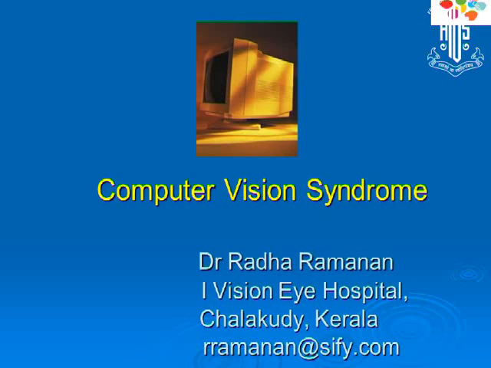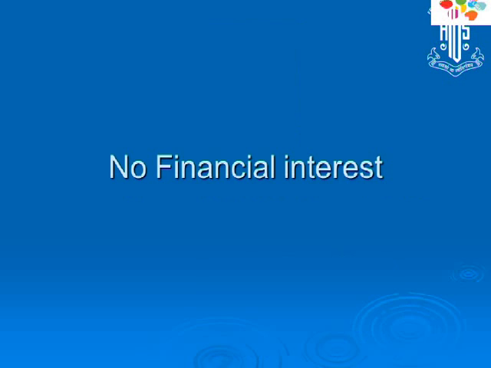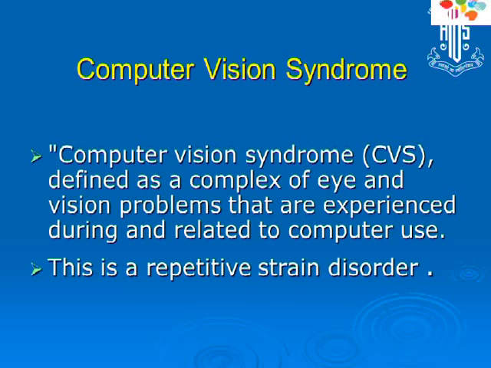Here I will try to concentrate on the optical part of the computer vision syndrome. I don't have any financial interest, even though I am showing some of the computer vision syndrome. It is defined as a complex of eye and vision problems that are experienced during and related to computer use. You know that it says repetitive time.